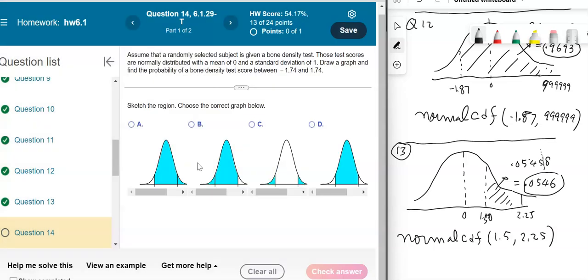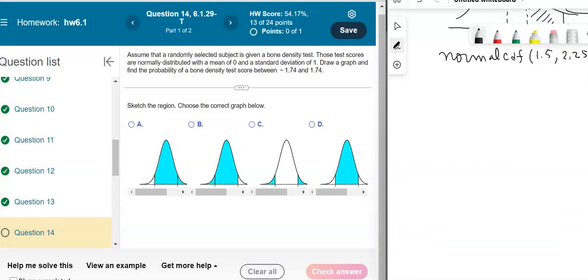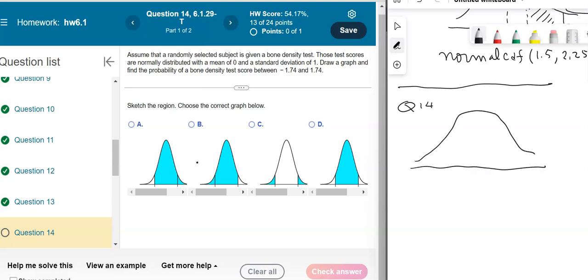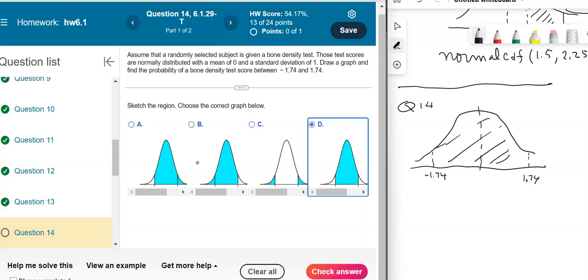Now, question 14. Sketch the, okay. Negative 1.74, positive 1.74. This is symmetric then. It is symmetric. This is negative 1.74. This positive 1.74. What is this area? Now, as far as the picture goes, that is that one.